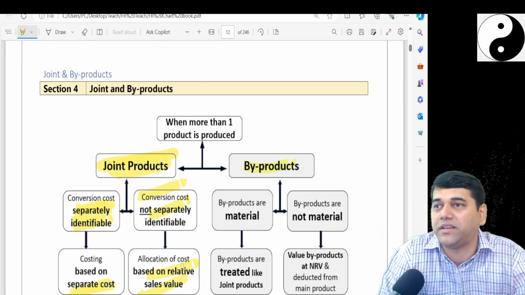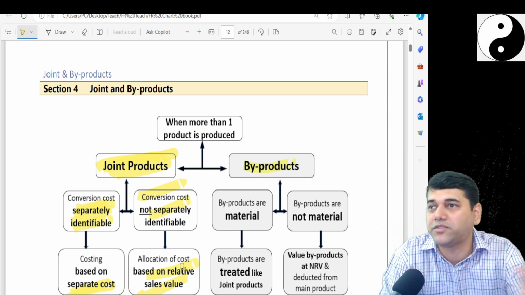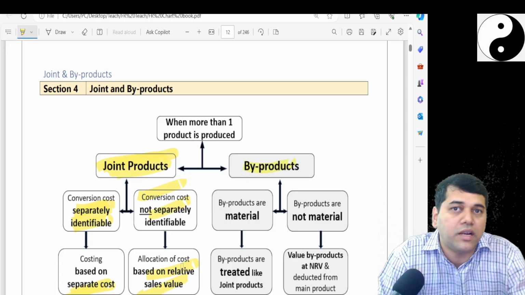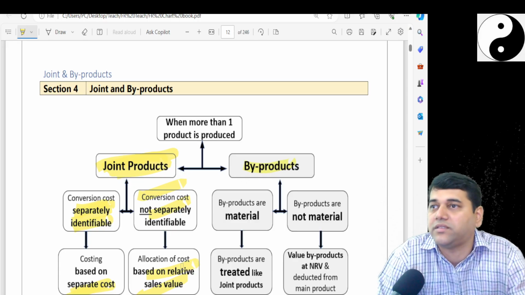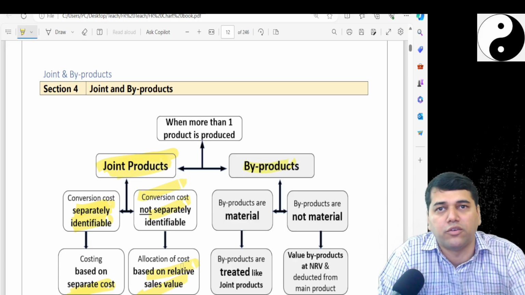Somewhere SSP based we distribute, no? If we cannot identify the cost, you allocate it. That's it. Then the rest everything moves like normal.